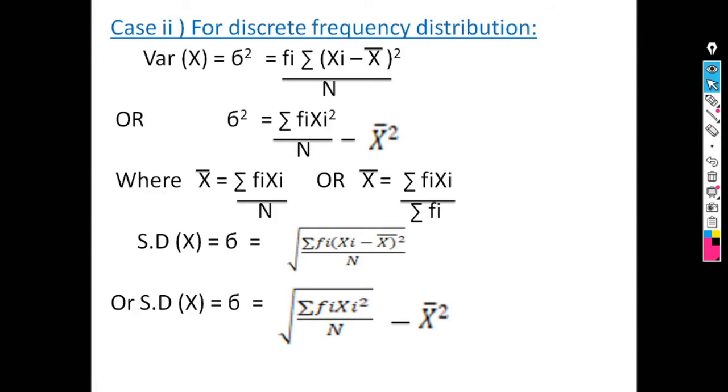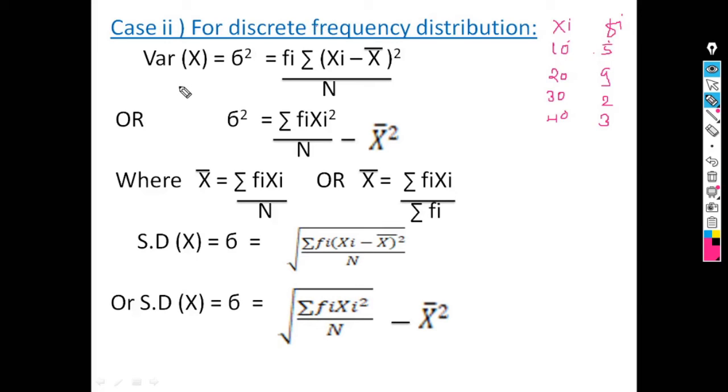Now the next topic is calculation of standard deviation and variance for discrete frequency distribution. Discrete frequency distribution means individual observations with frequencies. If the observations are 10, 20, 30 and 40 and their respective frequencies are 5, 9, 2 and 3, this type of data, single observations along with frequencies, is known as discrete frequency distribution.